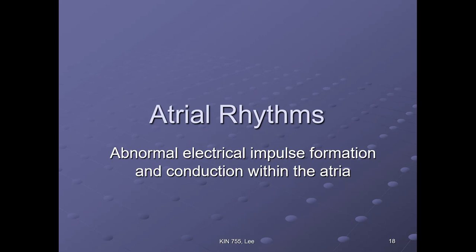Moving forward, we're going to now start talking about rhythms that originate within the atria. So we'll call these atrial rhythms. And so these are all going to be dysrhythmias that are caused by abnormal electrical impulses occurring within the atria.